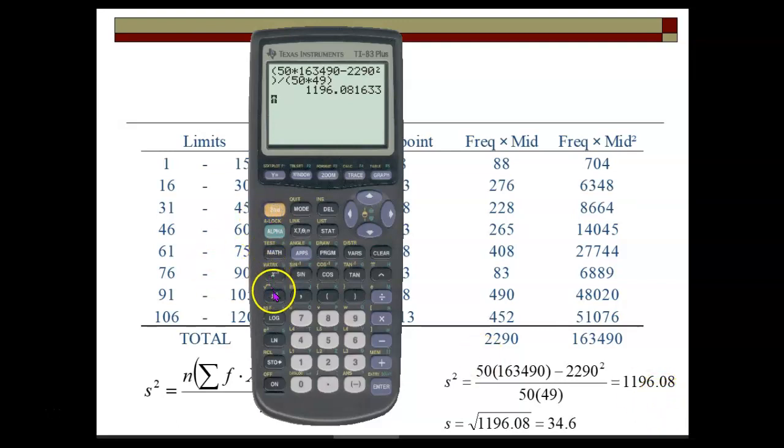And then when I take the square root of that number, so I'm asking it to take the square root of the answer to the previous calculation, I get 34.5844 and so on, but rounded to one place after the decimal. We got a 34.5 with an 8 after it, so this gets rounded up to a 6, and I say that the standard deviation is 34.6.